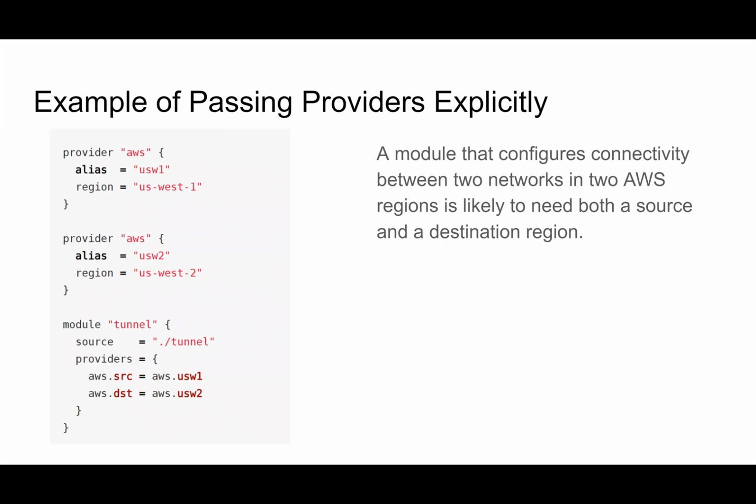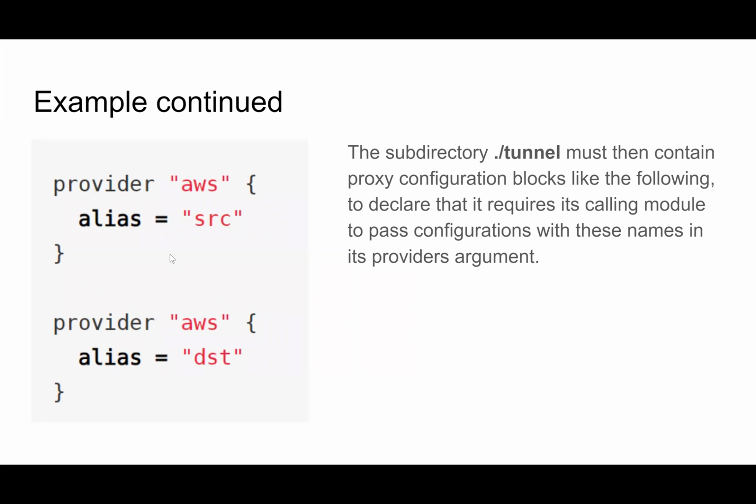So here's an example of passing multiple providers explicitly. In this case, we've specified an alias of US West 1 and US West 2 for both these providers. And then we have a module tunnel, and we're passing the providers in. We're setting the provider that has the alias source and the provider that has the alias destination to US West 1 and US West 2. So this is going to be used here, and this is going to be used here. And then within that module, we have provider aws with alias source and aws destination. So the subdirectory of tunnel must then contain proxy configuration blocks like the following.